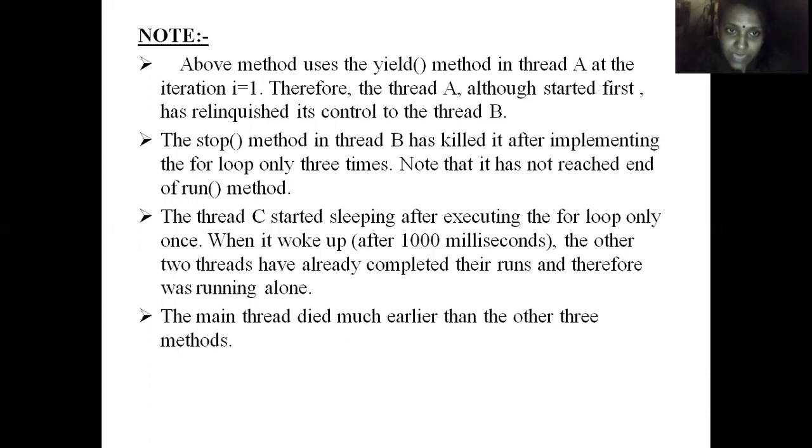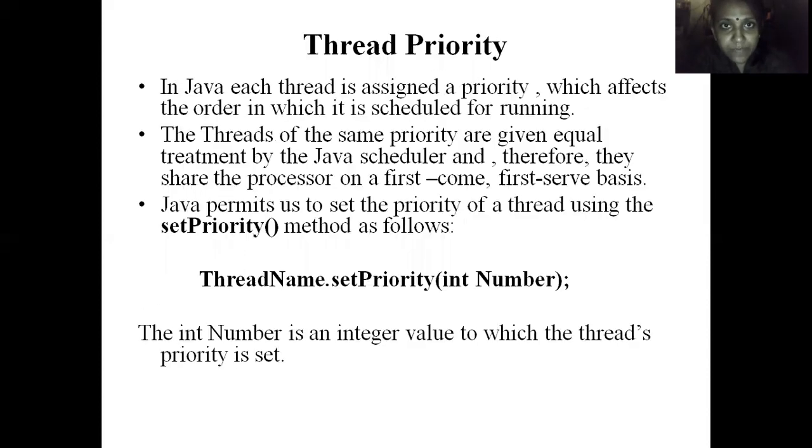Thread C started sleeping after executing the for loop only once. When it woke up after 1000 milliseconds, the other two threads had already completed their runs and therefore it was running alone. The main thread died much earlier than the other 3 threads. Okay, this is the explanation. This is how we can use the yield, stop, and sleep methods.